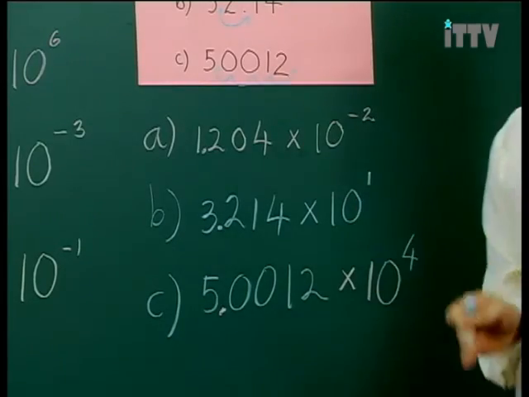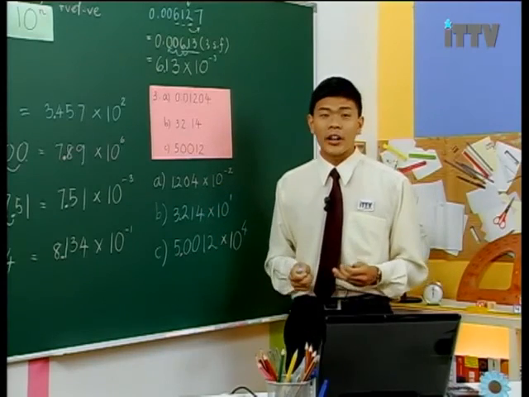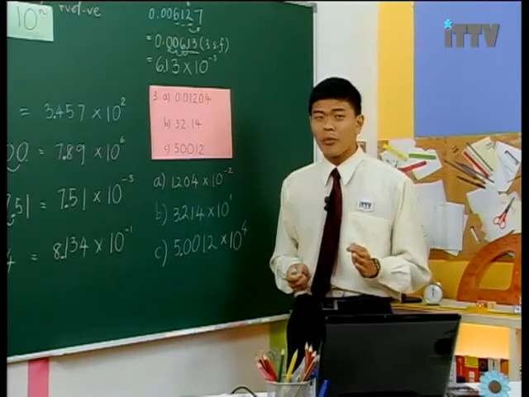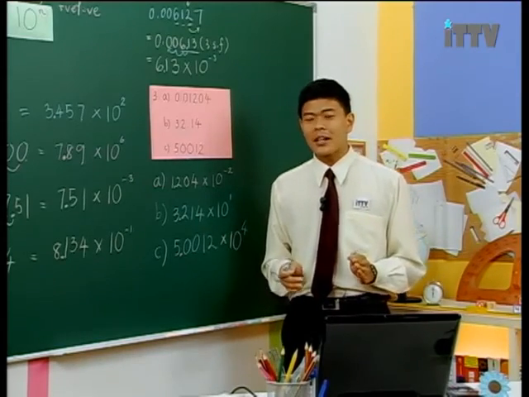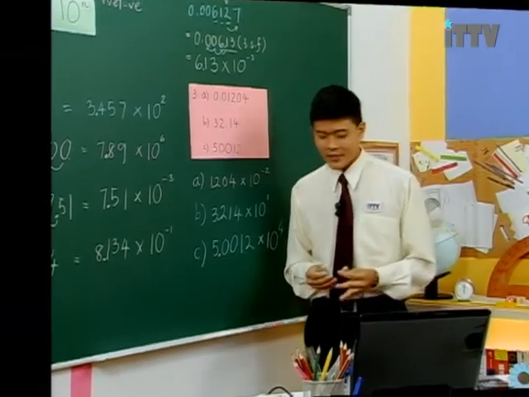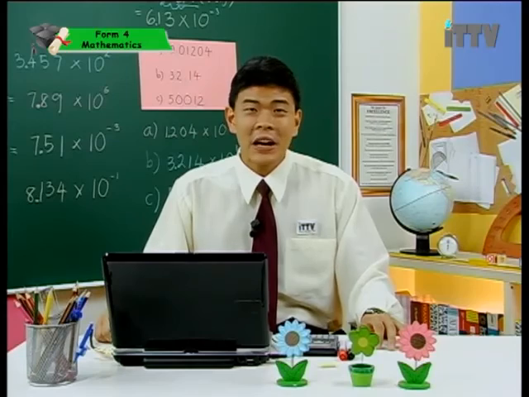So all these 3 numbers have been converted to a standard way of writing numbers, which is called the standard form. Remember, they are the same numbers. The only thing that is different is the form of writing it. So the exercise just now concludes our lesson for today.